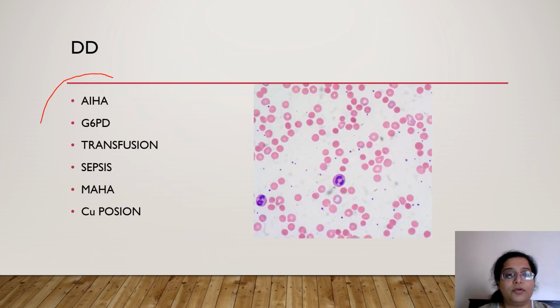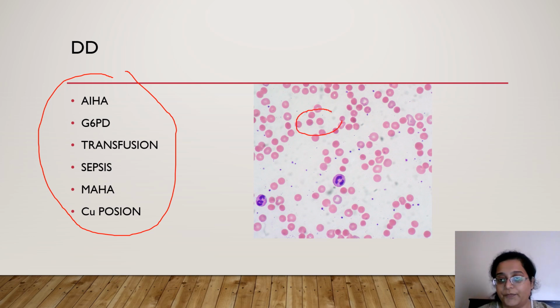This is what I want to discuss more importantly. When you see spherocytes, you should not think straight of a hereditary spherocytosis. Before that, think of the more common causes. Spherocytes look the same anyway. So how will you differentiate?